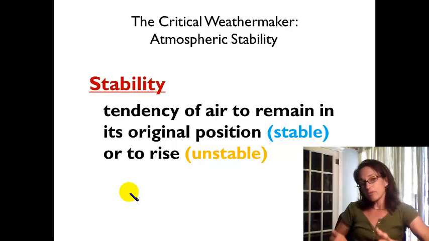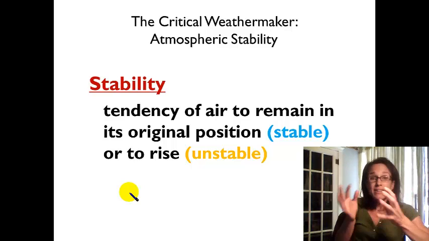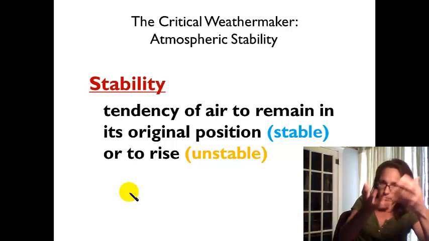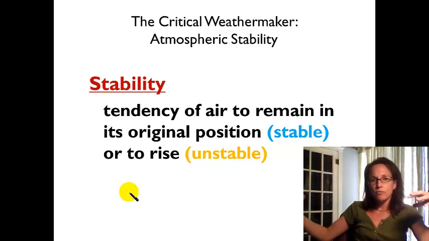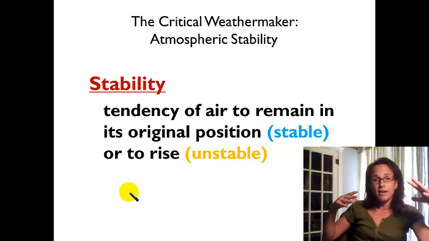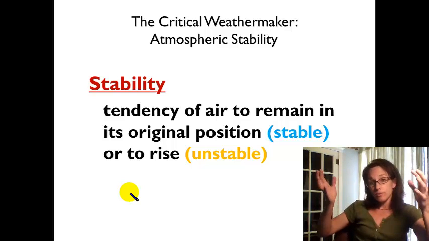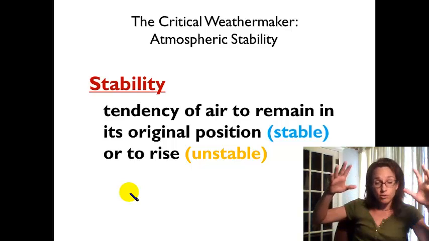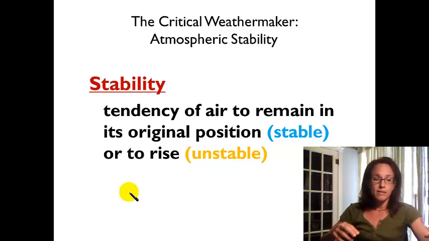Basically, if an air mass is rising on its own, that means there's nothing pushing it up. There's no mountain range that it's colliding with that's pushing it up. There's no wedge of colder air that's pushing it up. If an air mass rises on its own, because of its own buoyancy, then we consider it unstable. If it tends to stay in the same position or wants to sink, then we would consider that stable.